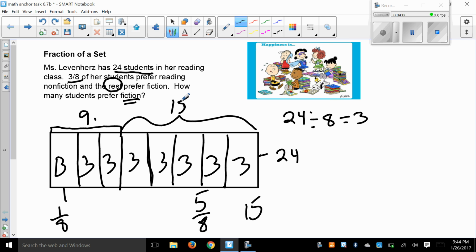So I can check my answer by saying, is 9 plus 15 going to give me 24, my whole set? 9 plus 15 is 24. All right, so my final answer is not that 9 students prefer nonfiction. Again, it's the number 15, because 15 is the rest of the students who prefer fiction.